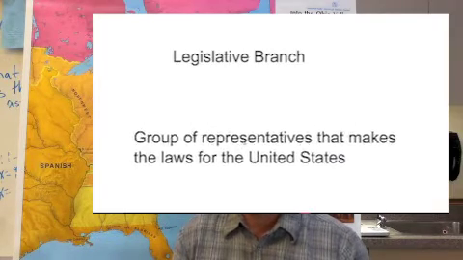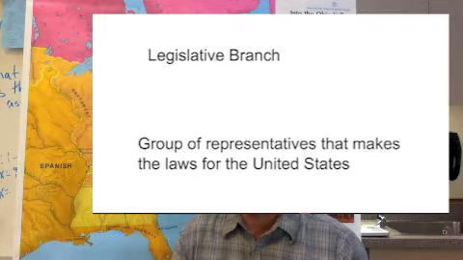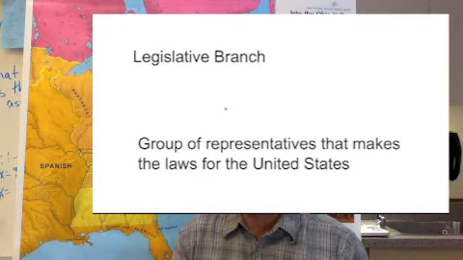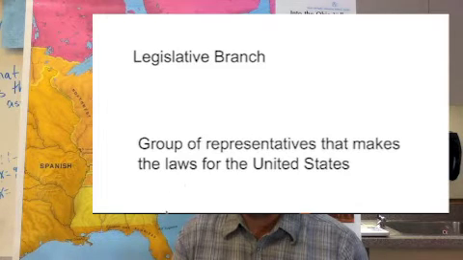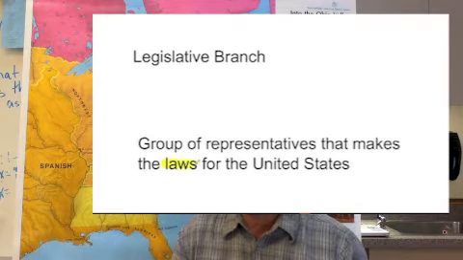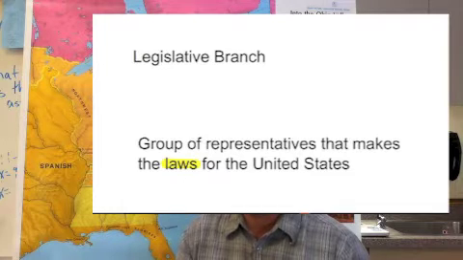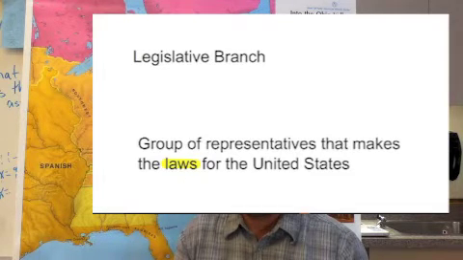Legislative branch. The legislative branch is one of the three parts of government, and it makes the laws. The other two are the judicial branch and the executive branch. The legislative branch of the United States is composed of two houses, the House of Representatives and the Senate, and they make the laws.